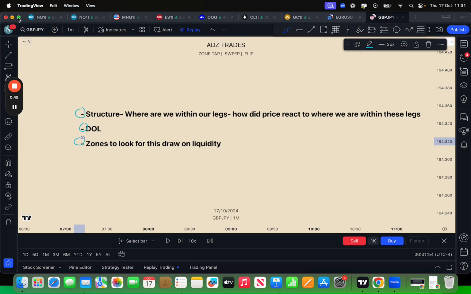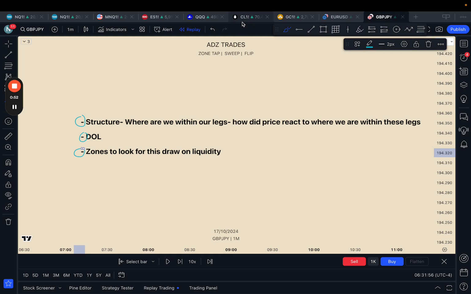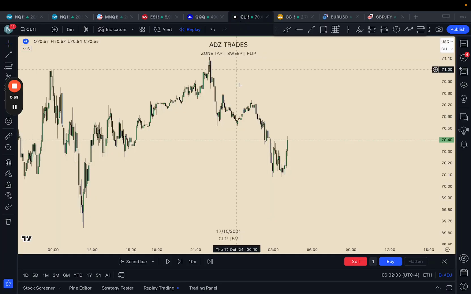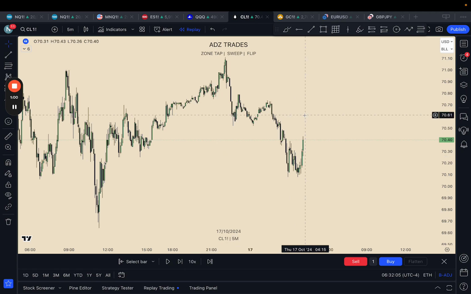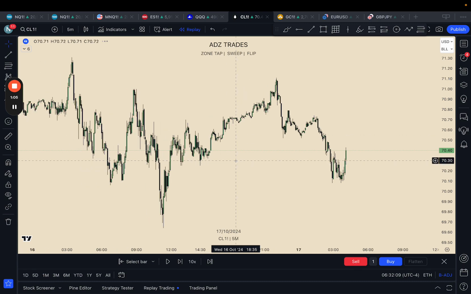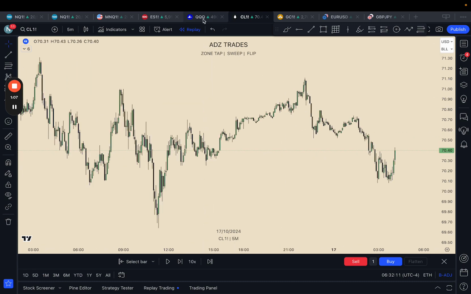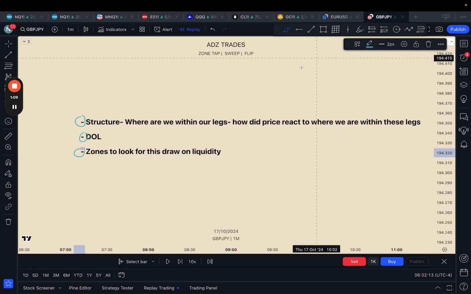I'm going to do this all from this crude oil chart, and this is literally from today. So nobody thinks I'm cherry picking, but it was just really nice from today. As you can see, today is Thursday 17th. This was literally a couple hours ago. So the first step, what is the first step?